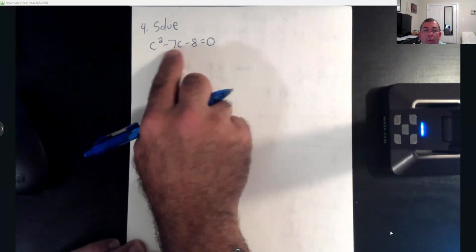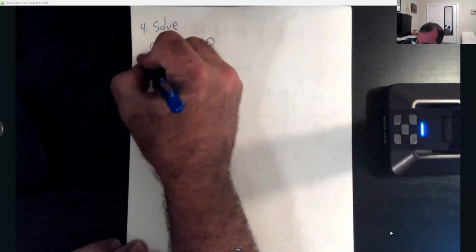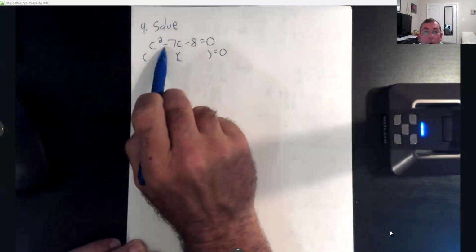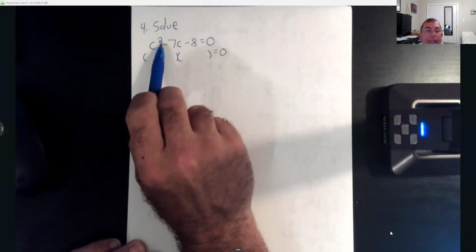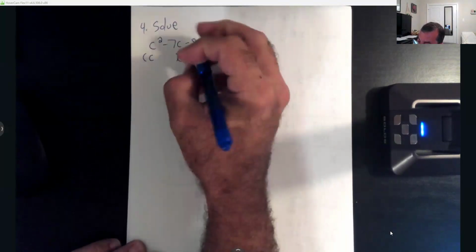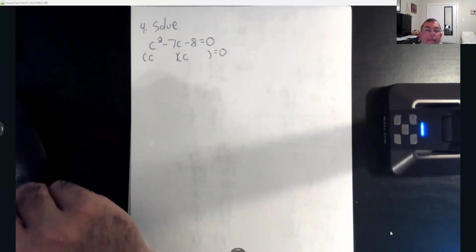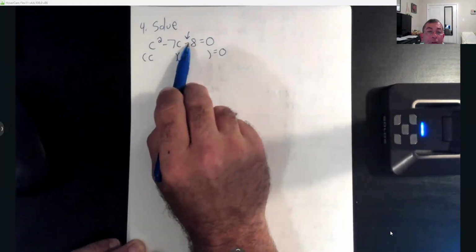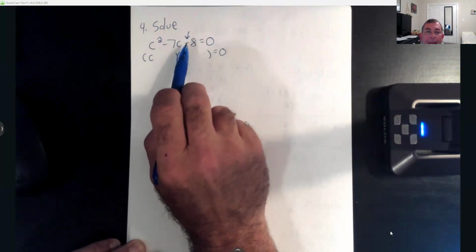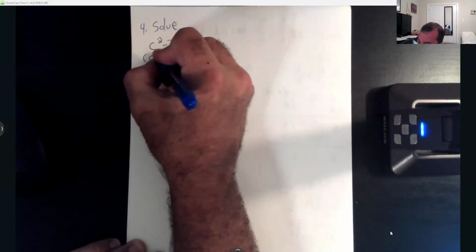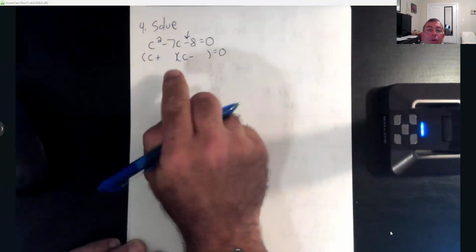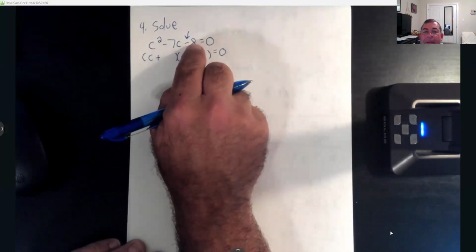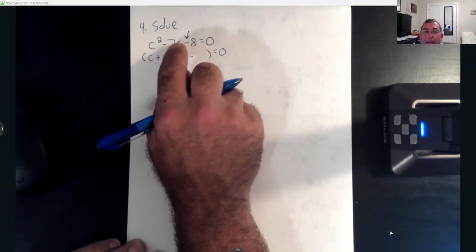So this is a trinomial. So I'm going to start it out with 2 sets of parentheses. And we're going to factor this. The c squared will be a c and a c. Now, the last number's negative. Anytime the last number's negative, you got unlike signs for your two factors. And it also tells me to find factors of 8 that subtract to equal 7.